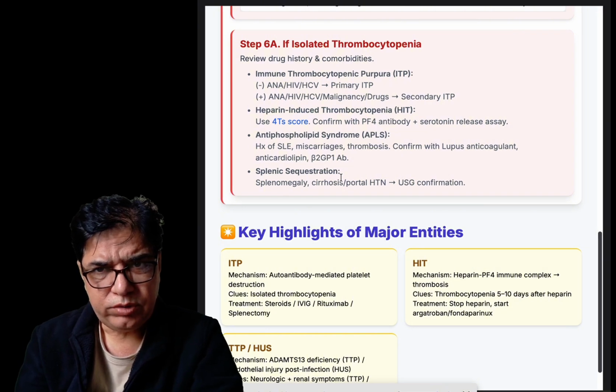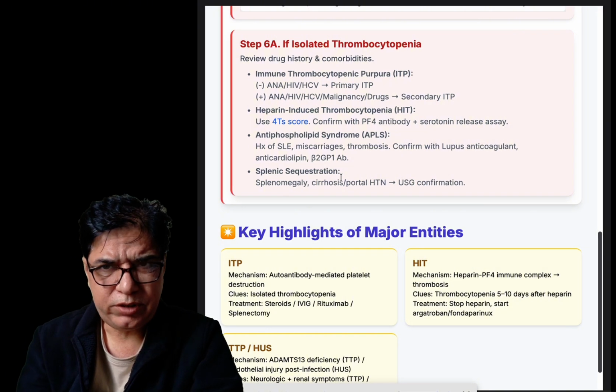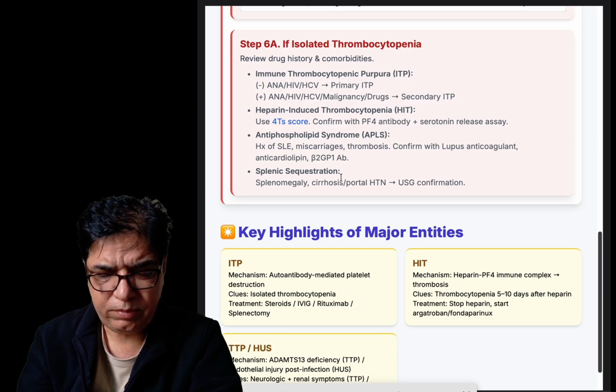I don't want to go into the treatment of heparin induced thrombocytopenia, because it's rarely seen in children. It's mostly a problem of adults.